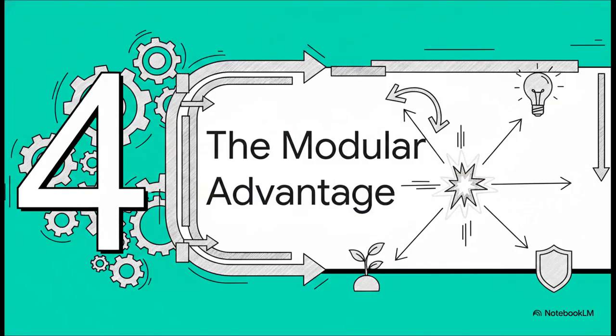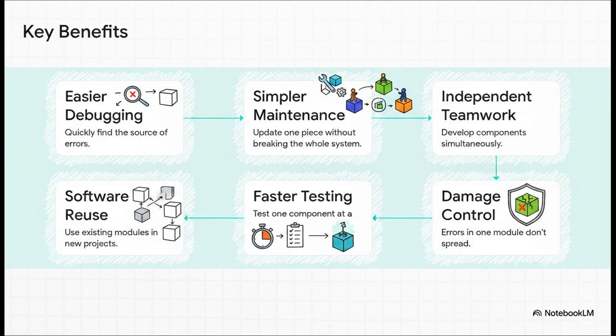So when you actually follow that golden rule and you find that sweet spot, what do you get out of it? Well, you unlock the true modular advantage. And trust me, the benefits are huge. The advantages are just fantastic. Debugging becomes so much easier because bugs are contained inside one module. Maintenance is way simpler because you can update one piece without breaking the whole system. Teams can work independently on different things, which just speeds everything up. You get built-in damage control, so a bug in one module won't crash everything else. Testing is faster. And maybe the biggest one of all is this incredible potential for software reuse.